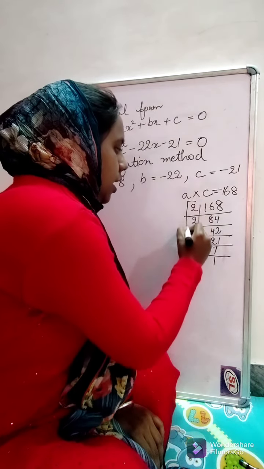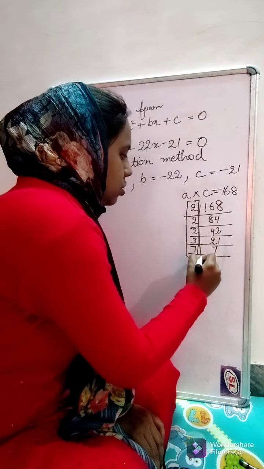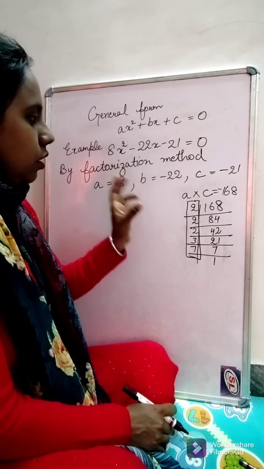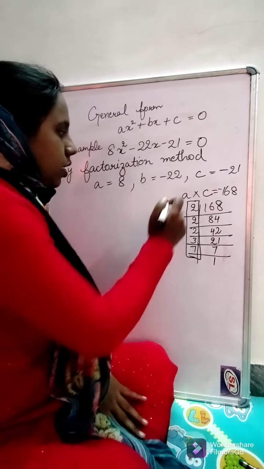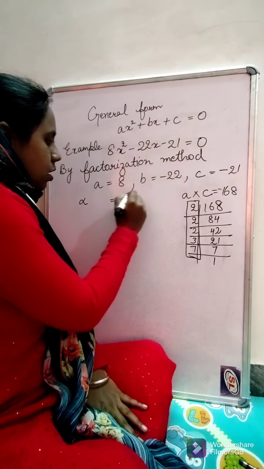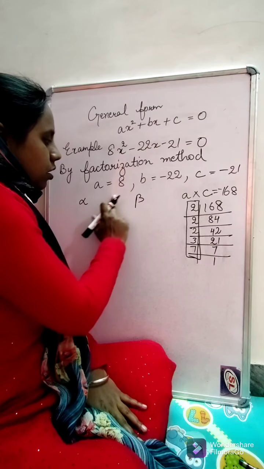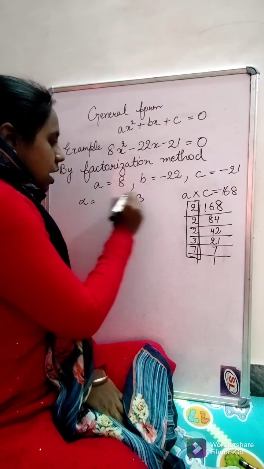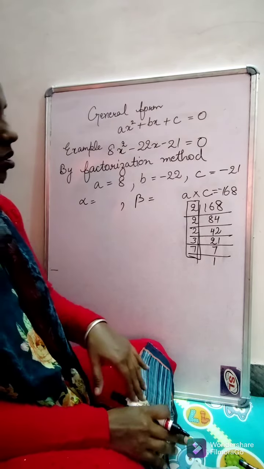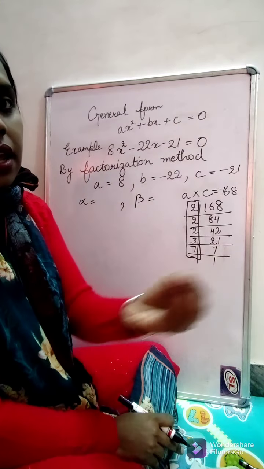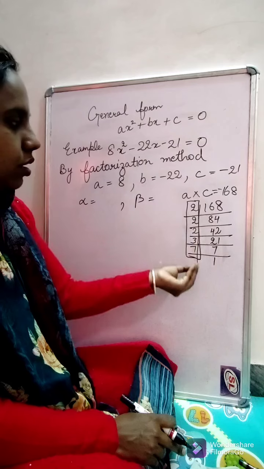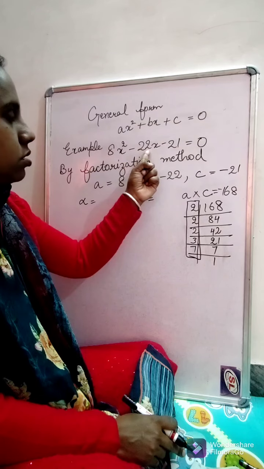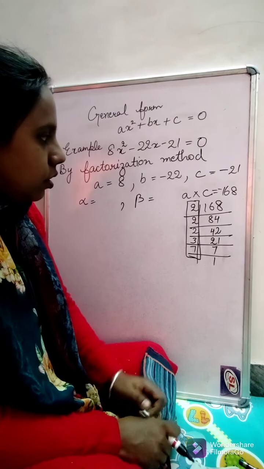Now we have to arrange this factorization of 168, including 1 also. We have to find two numbers, let those numbers be alpha and beta, such that when we add or subtract those numbers, considering two integers from here, they could be positive or negative, we get the result minus 22. Now let us see.